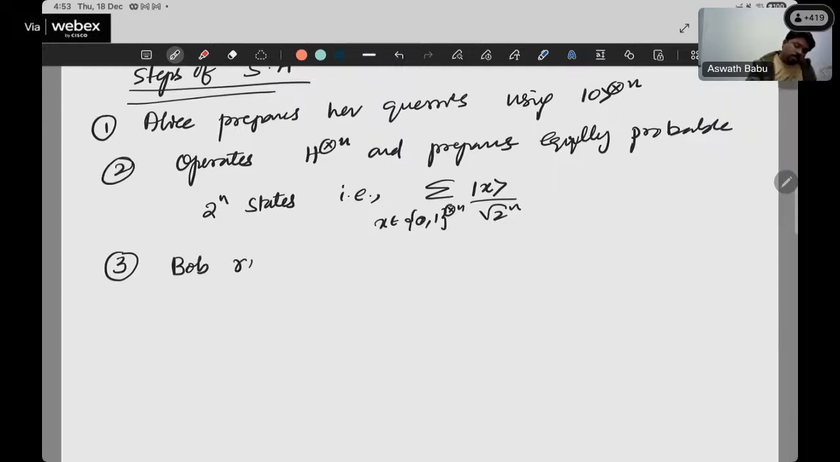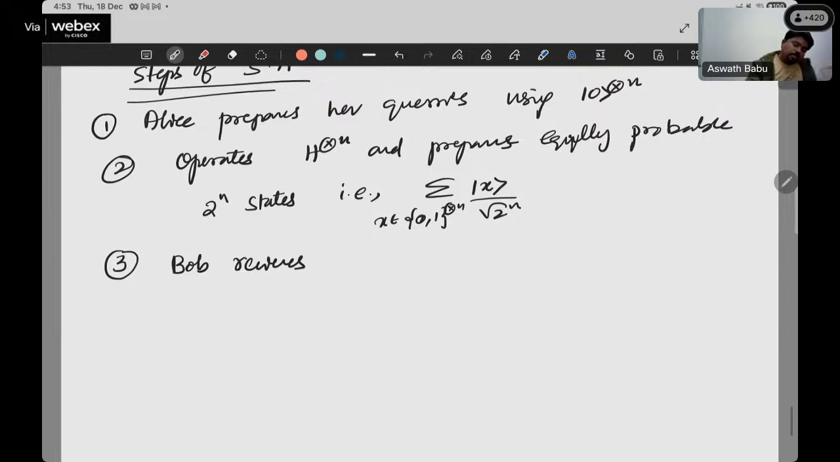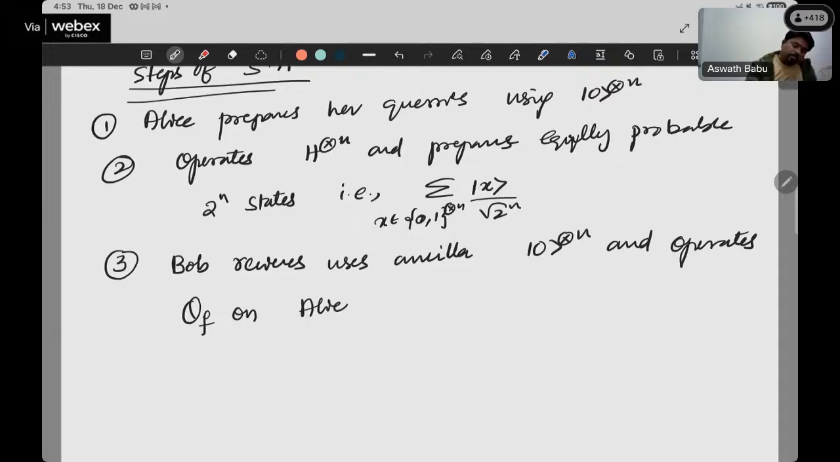Bob receives them, uses ancilla 0^n, and operates the oracle function on Alice's state, and returns the output.